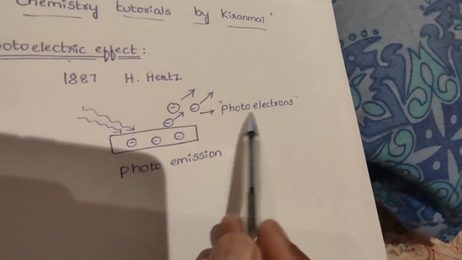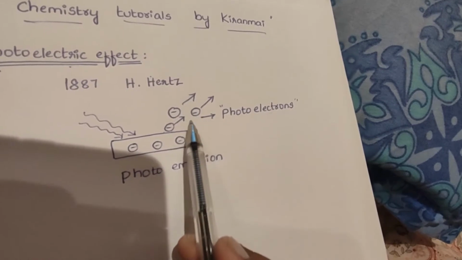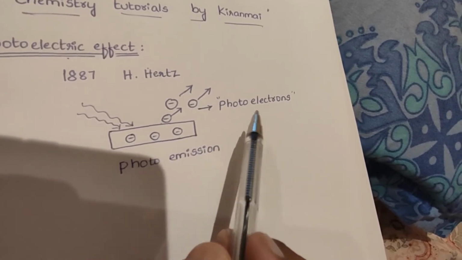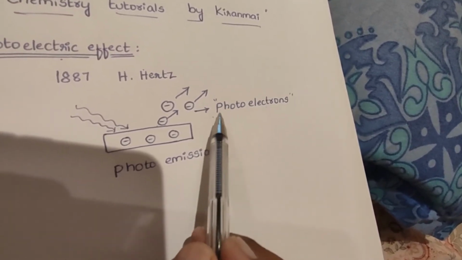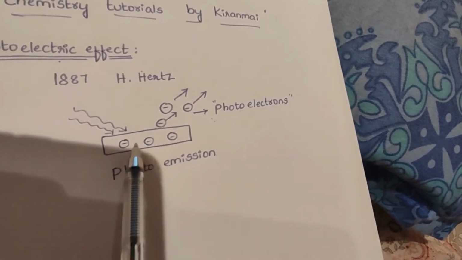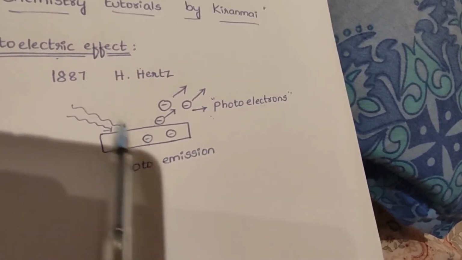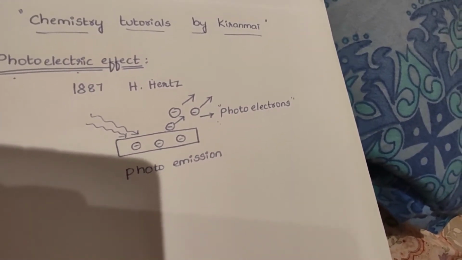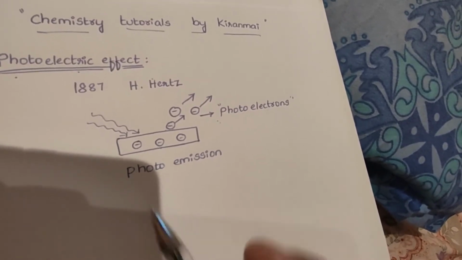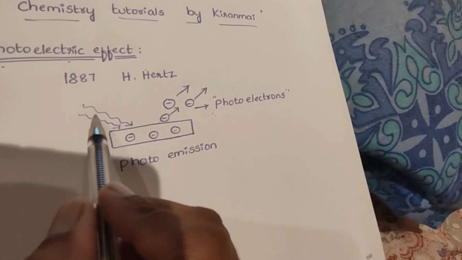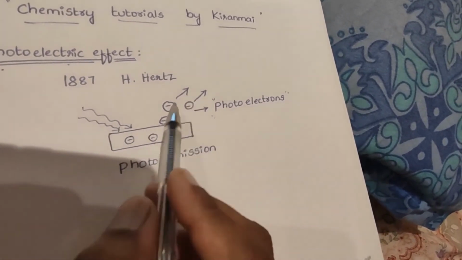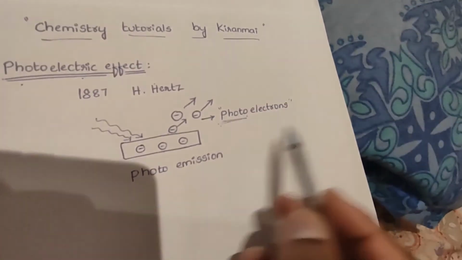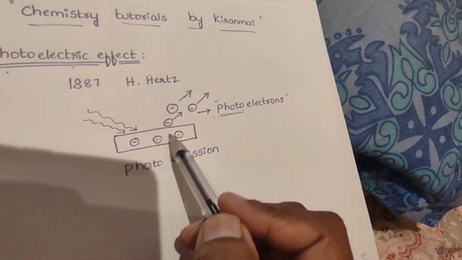We are naming them photoelectrons, but these are similar to electrons in their properties and behavior. Just the prefix photo is added to indicate that these electrons are ejected from the metal surface by the incidence of light. So light means photons. By the effect of light, these electrons are ejected, so we are giving it the prefix photo. So these are the photoelectrons ejected from the metal surface.